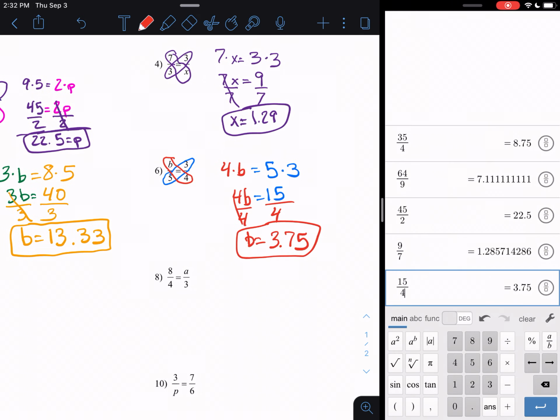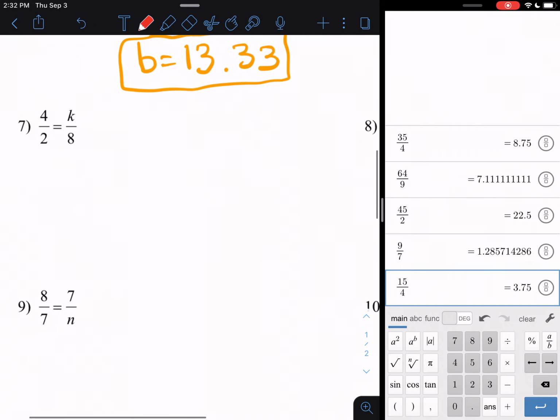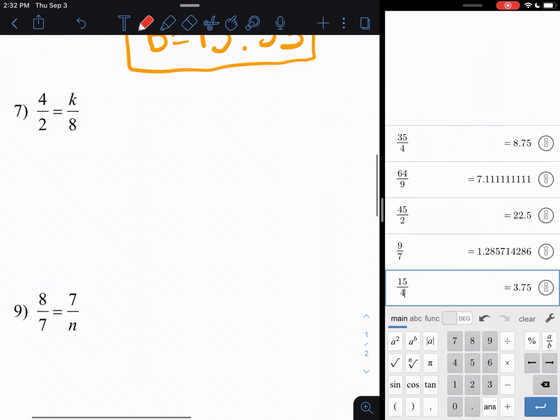All right, we're just swimming right along, and anytime, obviously, we need to slow down. That's the benefit of a video. You can just watch it again and again, or even slow down the speed because it's on YouTube. Okay, so number 7. I'm noticing something again, guys. 4 over 2 I can simplify, right? I can divide both of these by 2. So 4 divided by 2 is 2. 2 divided by 2 is 1, so 2 over 1 equals K over 8.